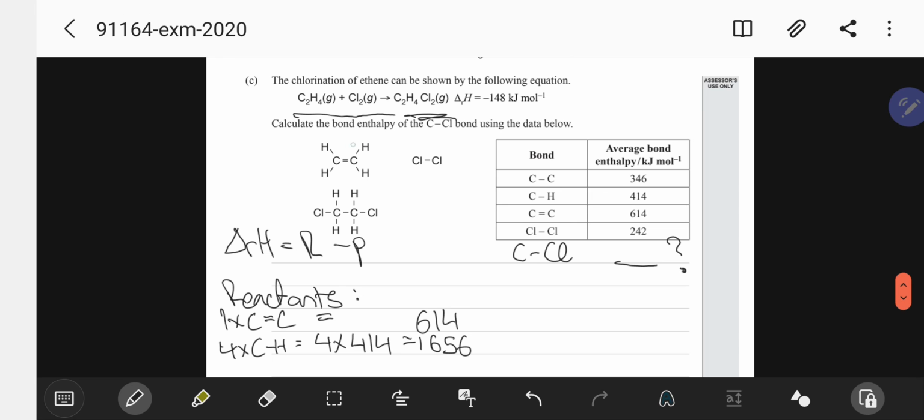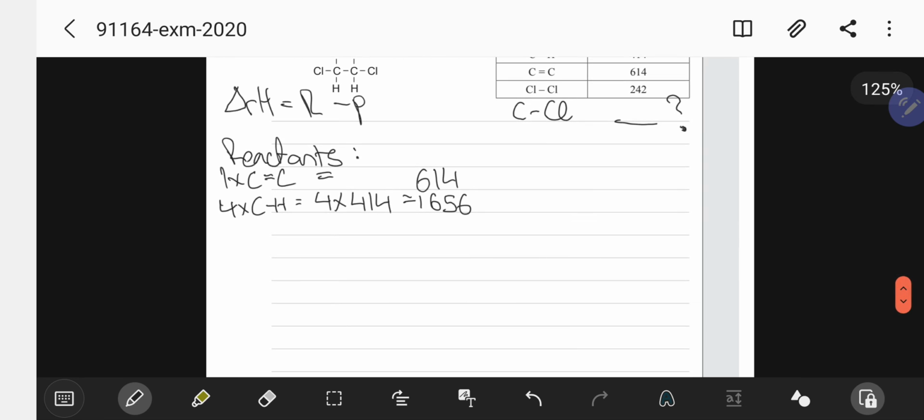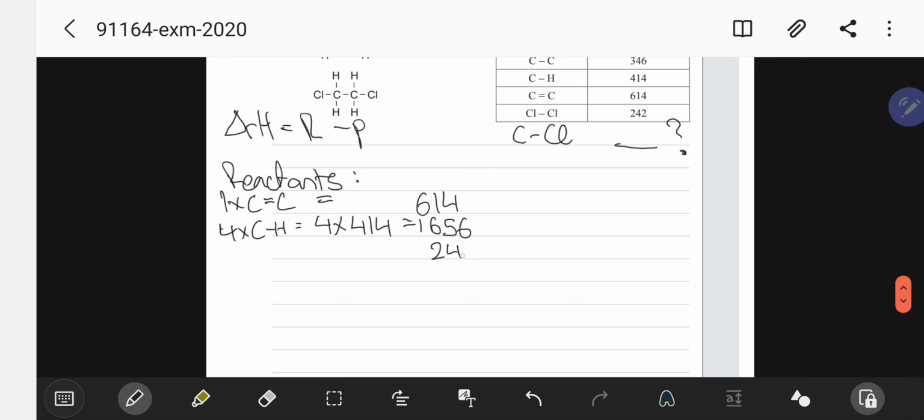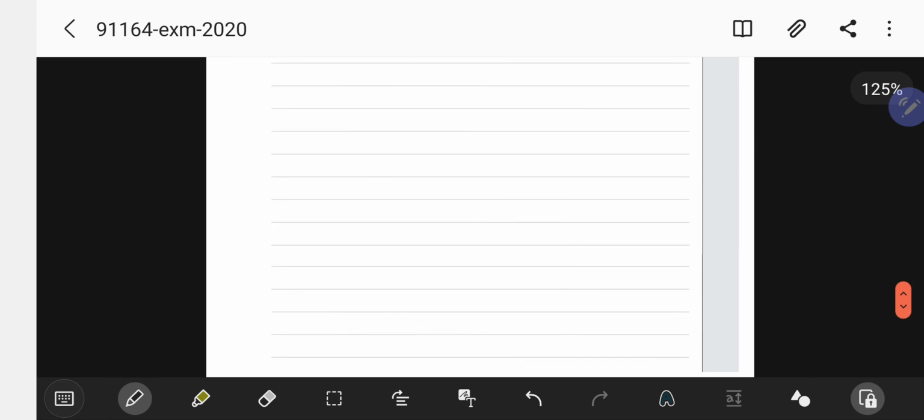What else do we have? So Cl-Cl, that is 242. If we add these up, 614 plus 1656 plus 242, we get 2512. That's our reactants. Now we need our products.